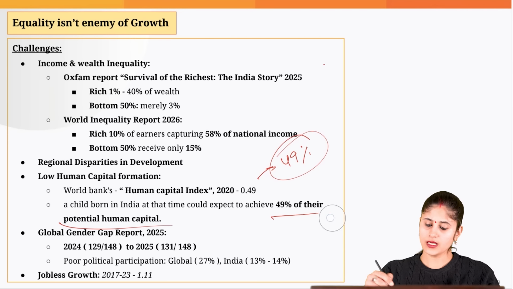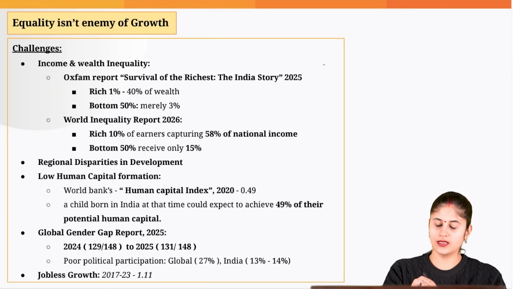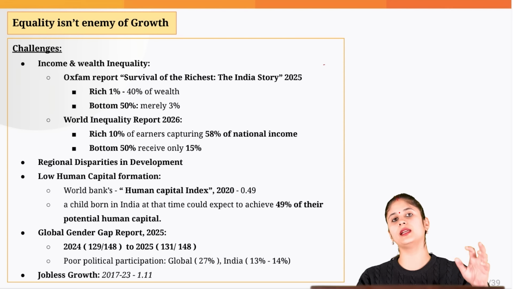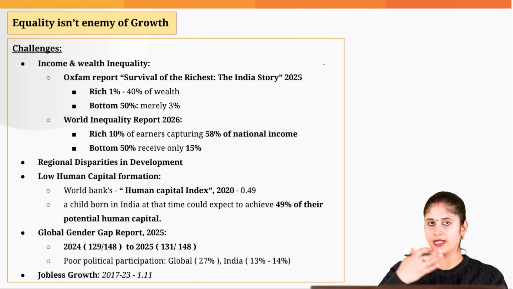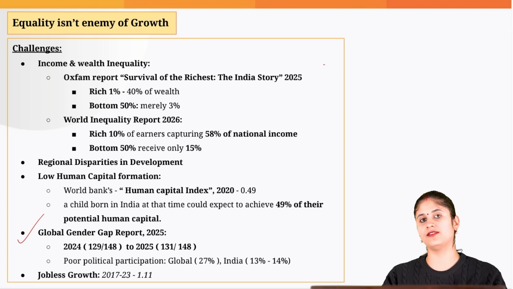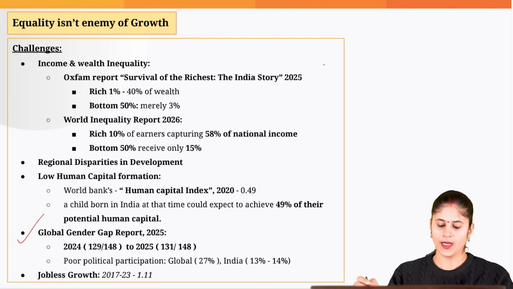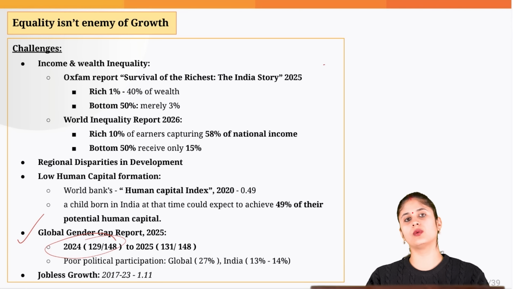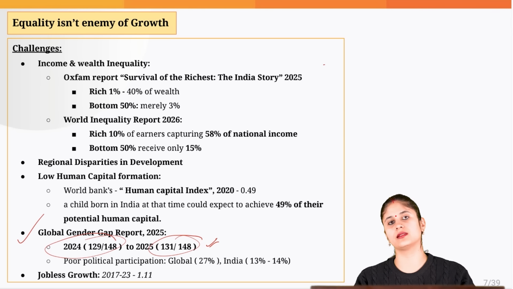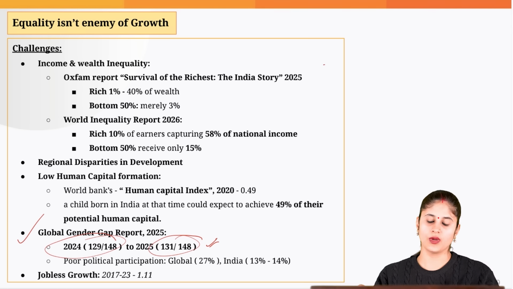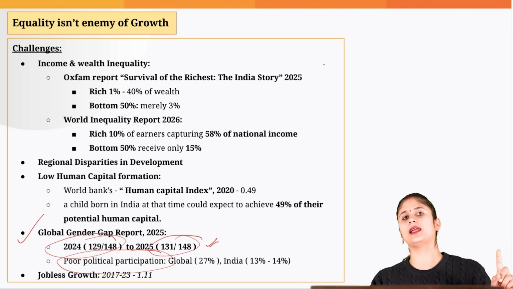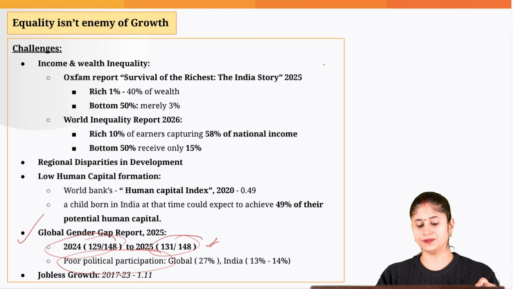So that means there is still great scope when it comes to the expenditure done by the government in health and education, which leads to human capital formation. Then, going by the Global Gender Gap Report 2025, our performance has actually gone down. In 2024, our rank was 129, but our rank has deteriorated in 2025. It has gone down to 131. And this is merely because of poor political participation. This was also highlighted by the HDI index last year.